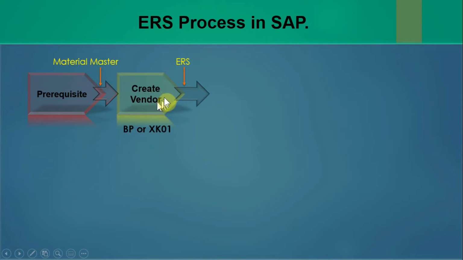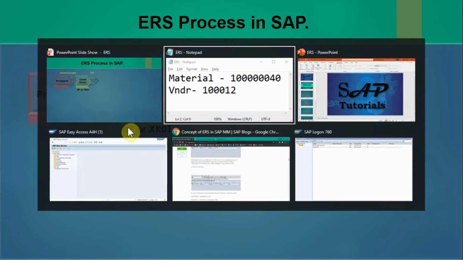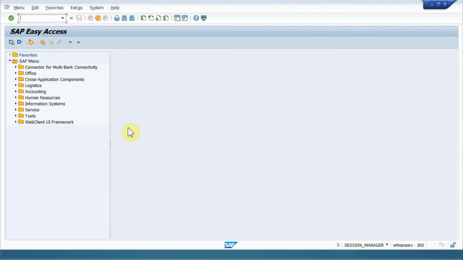Second thing, we require a vendor, but in the vendor there are ticks if that vendor is eligible for ERS, so we have to maintain that in the vendor master. In case of ECC, we can create the same in XK01, but I'm using the S/4 HANA system 1909, so I will use the BP T-code and I will show you where to maintain that. I already have created that vendor, but I haven't maintained the ERS setting, so I will show you in SAP. So let's go in the SAP system and see how to maintain that ERS.